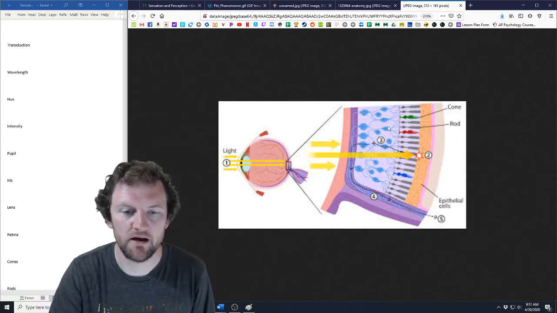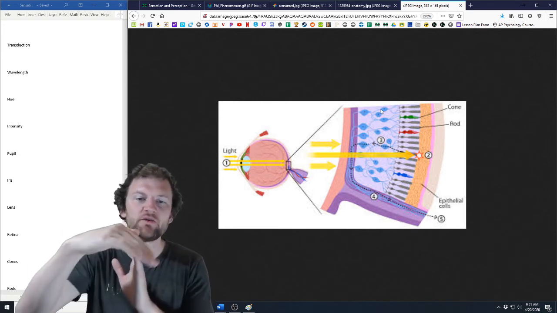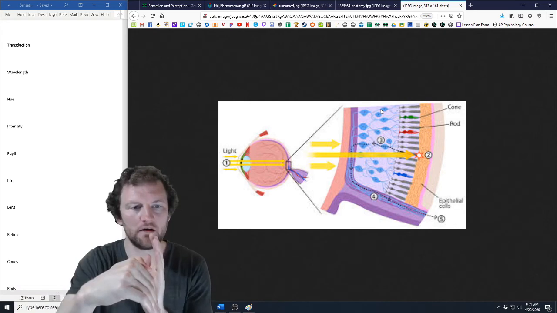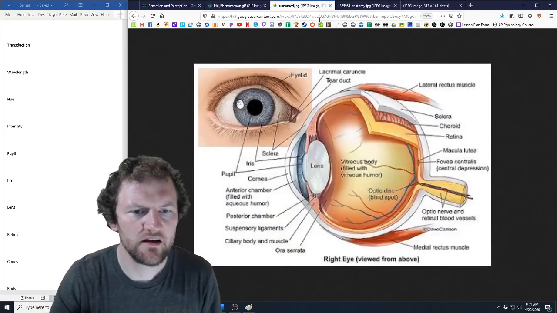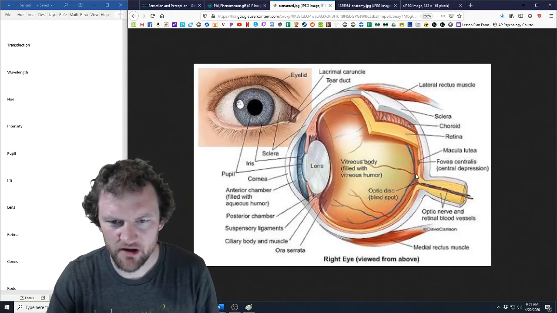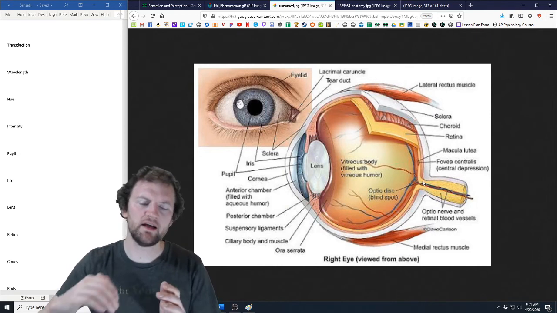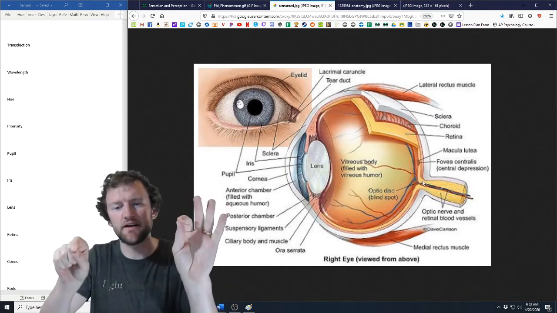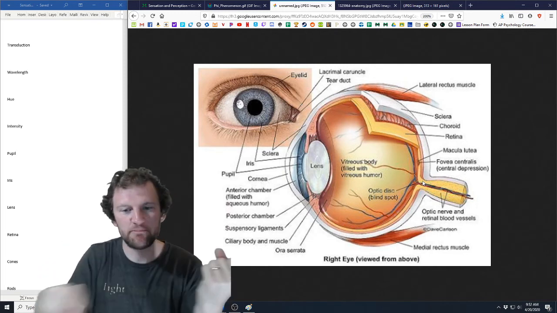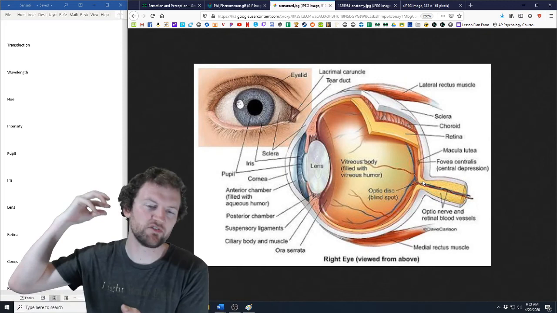Once the information is picked up by the rods and cones, it then goes to 2 other kinds of cells called bipolar cells and ganglion cells. Once it is filtered through those other 2 kinds of cells, all that information is relayed through the blind spot here, which is where you are missing part of your retina, and it exits the eye there and creates the optic nerve and then goes to your occipital lobe where you perceive vision.